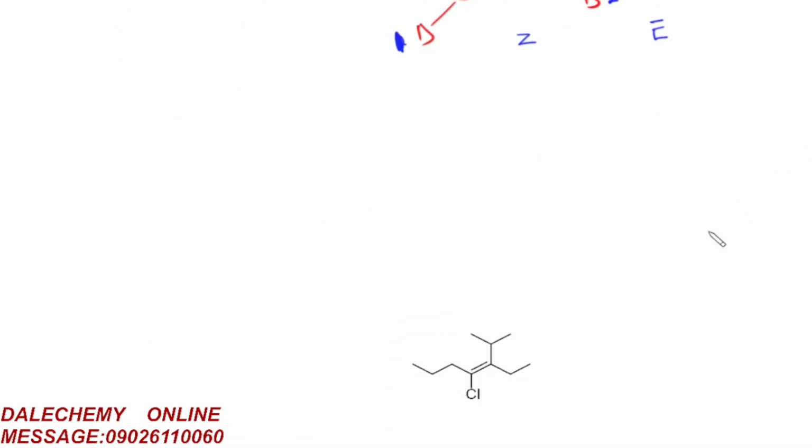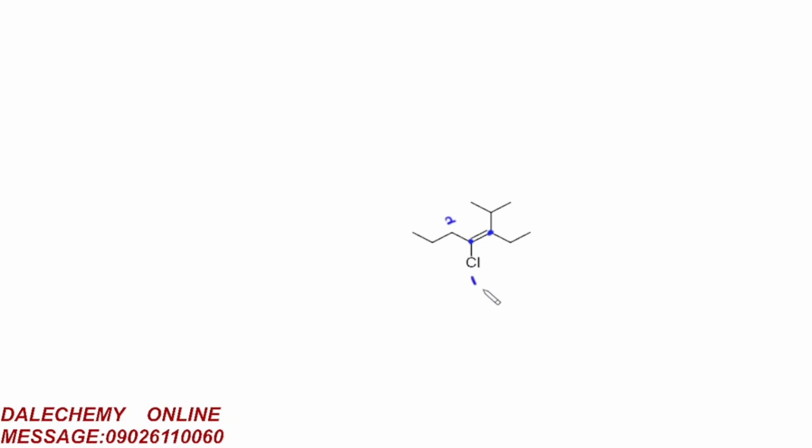For instance, this one that is A. Let us try and prioritize it. Let us try and name it. So let us try and assign E and Z for that. So these are the two carbon participating in the double bond. If you rank them, this one is carbon and this one is chlorine. So definitely this one will have higher priority and this one will have the second one.